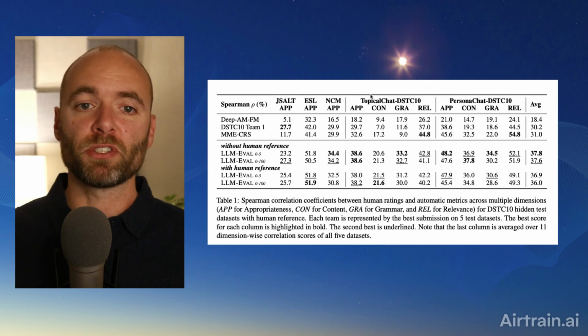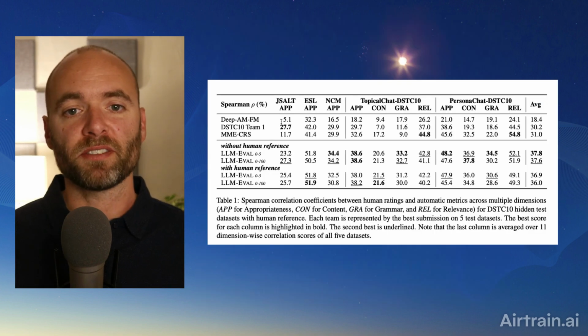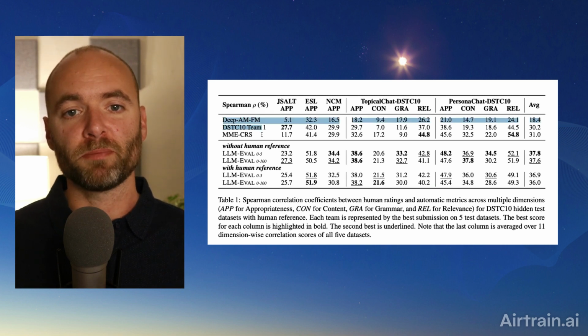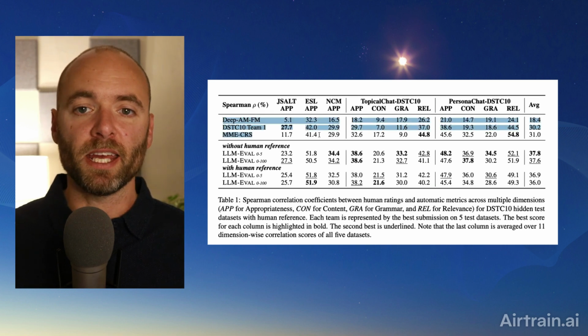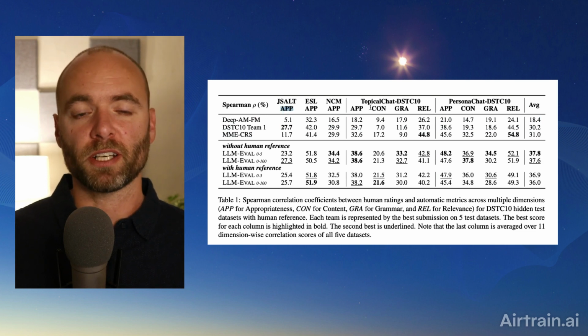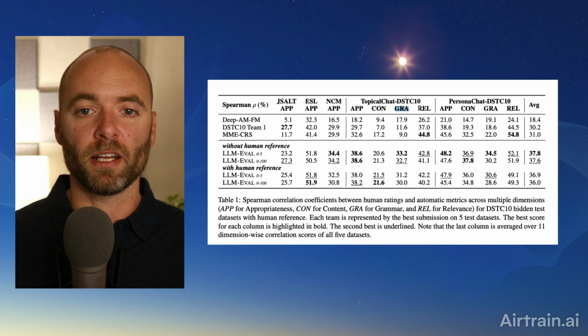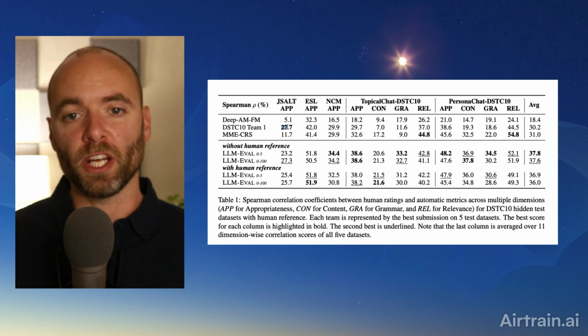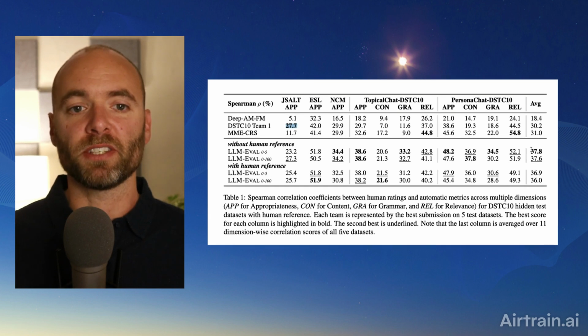Now, looking at results in this table, we have 5 datasets being evaluated. The top rows here correspond to a number of metrics-based evaluation techniques. Then APP is for appropriateness, CON is for context, GRA is for grammar, and REL is for relevance. The bold number is the highest Spearman score for each column, and the last column is the average.